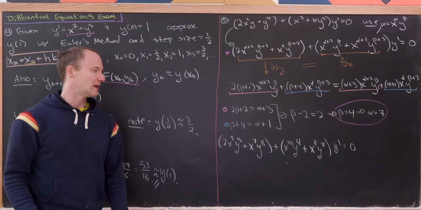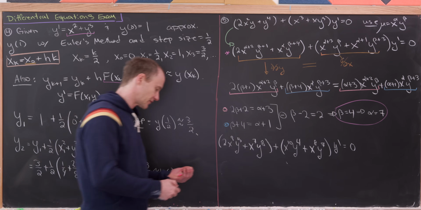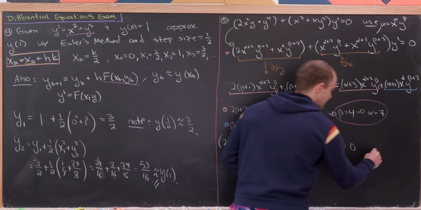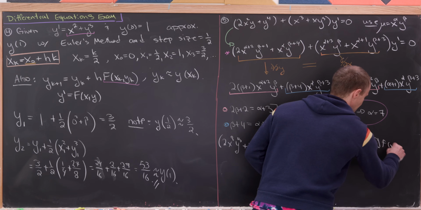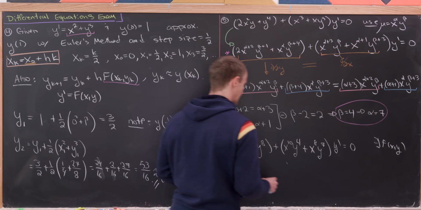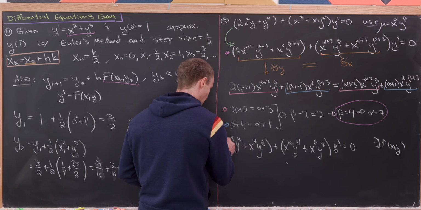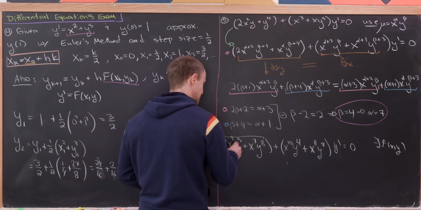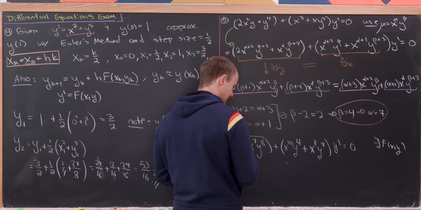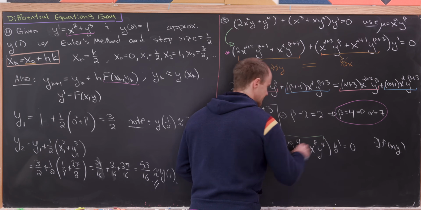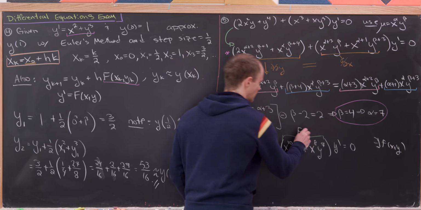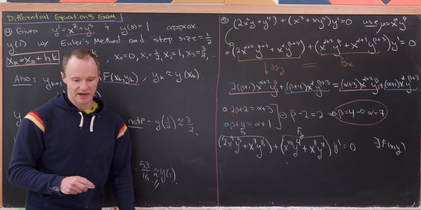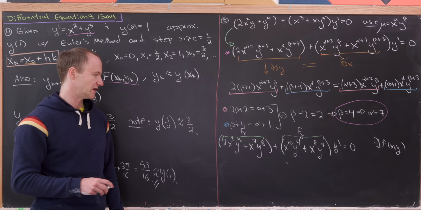Okay, and then since we've got an exact differential equation, we're guaranteed to have a function f of x and y. So there exists a function f of x and y where this first thing is equal to the partial of f with respect to x, and this second thing is equal to the partial of f with respect to y. That's from the solution strategy for exact differential equations.